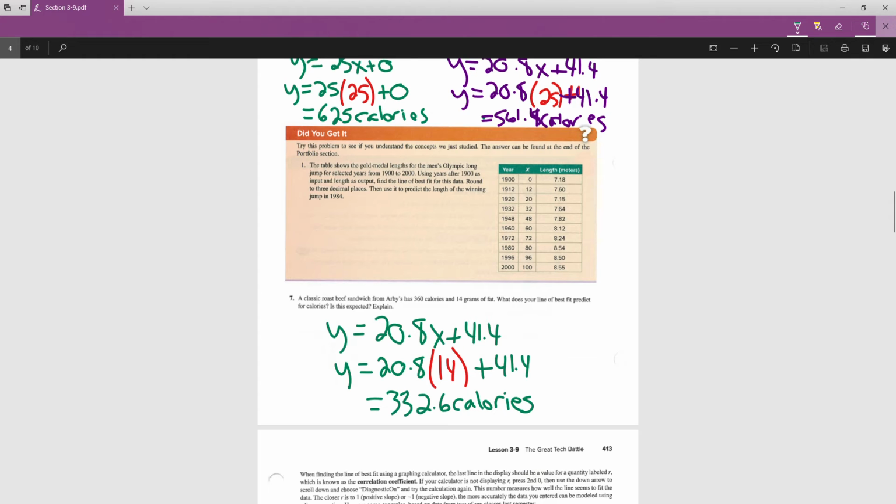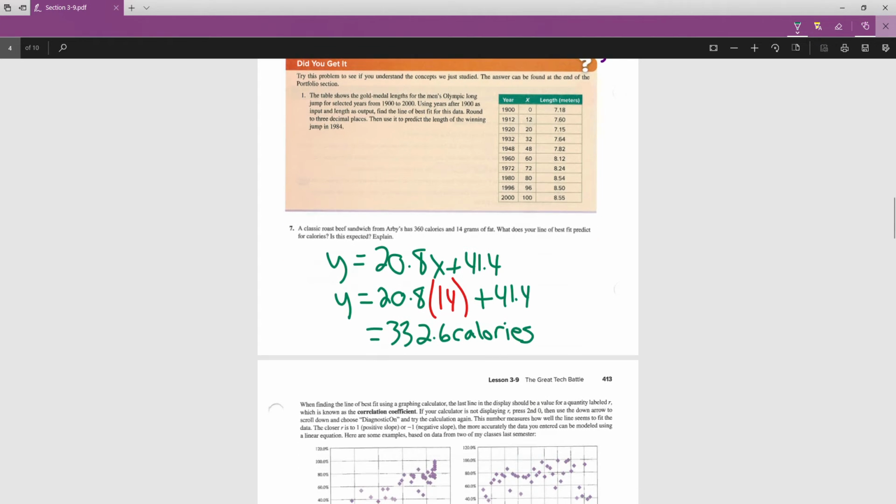What does our line of best fit predict? Our line of best fit from the calculator is 332.6. The actual roast beef sandwich, not a burger, has 360. Our line of best fit is predicting a little bit too low. It's fairly close. It's a reasonable estimate, though.